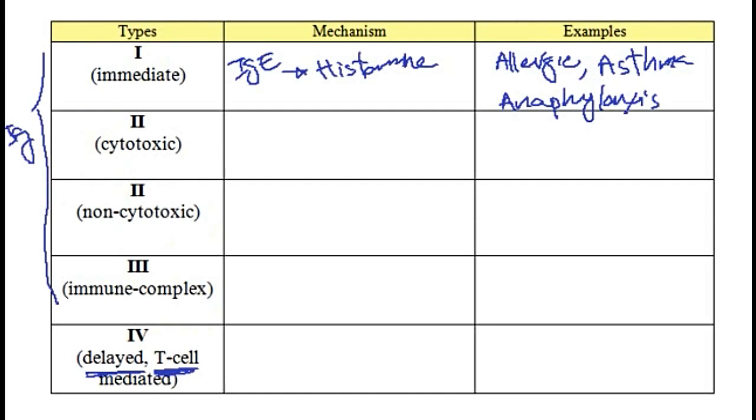So the memory aid that you can use to remember all these reactions is that type 1 is associated with allergic, asthma, and anaphylaxis reaction, and A is the first alphabetic letter. So the type 1 hypersensitivity reaction causes allergy, asthma, and anaphylaxis. The second and the third type are mediated by the IgG or IgM antibodies.